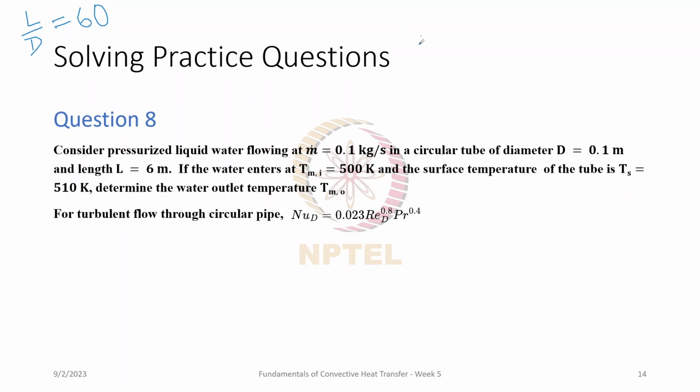Secondly, we have to check the Reynolds number to see if it's laminar or turbulent. The Reynolds number we can express in a different way when m dot is given. So how to do that? Let me think about it. So m dot is equal to some u average, u bar, let's say. Okay.